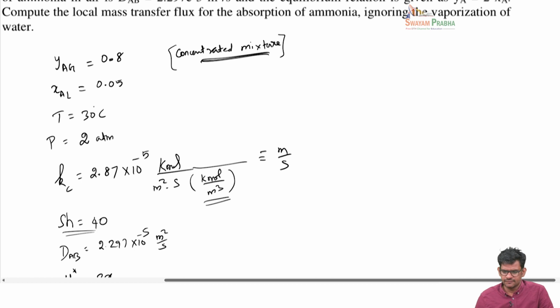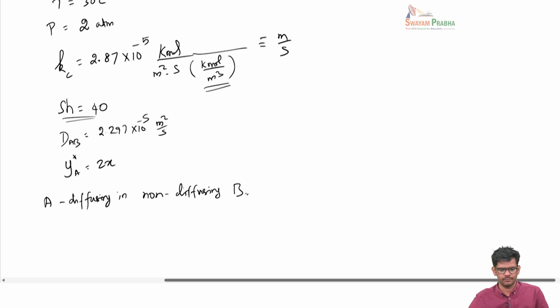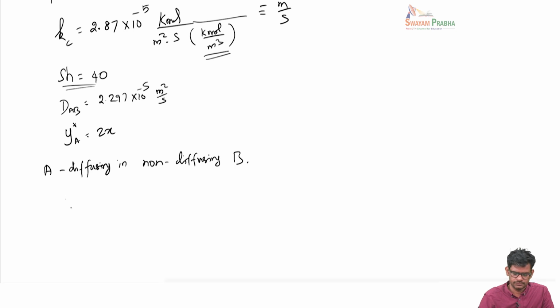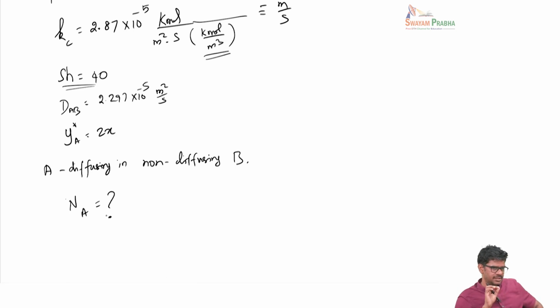Compute local mass transfer flux, ignoring vaporization of water. So that we are talking about only A diffusing through non-diffusing B, water is not involved. It's only ammonia getting transferred from air to water. So we have mass transfer type of A diffusing in non-diffusing B. And we want to know what is Na. I'm not going to solve this problem, but I'll tell you what we can do. So we have to get Na.